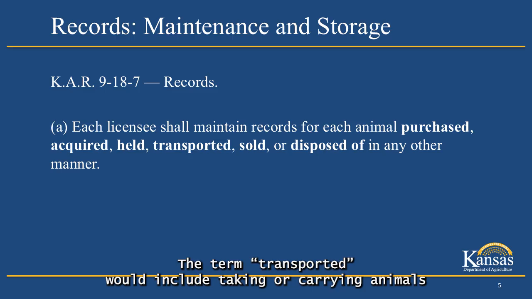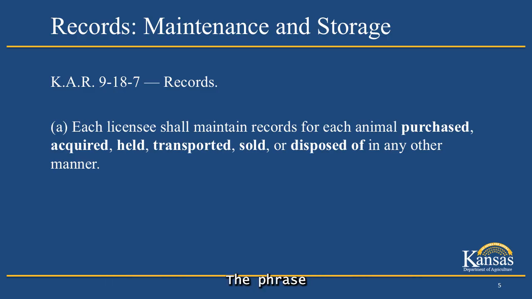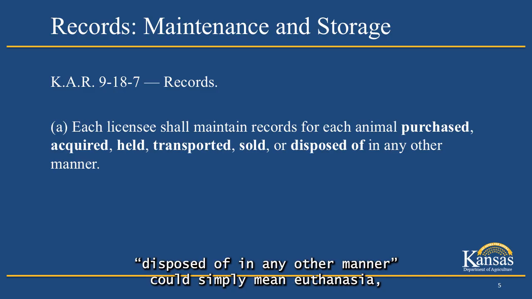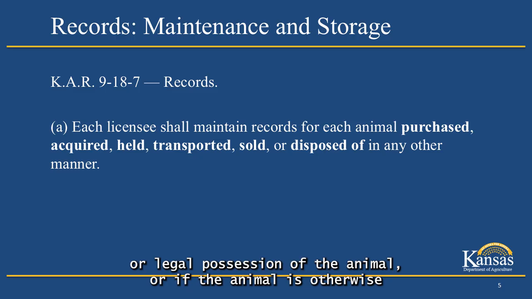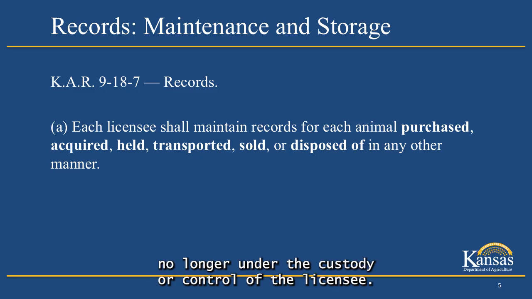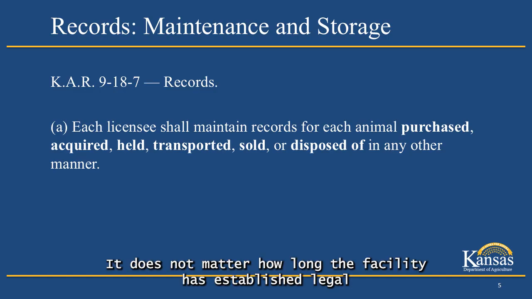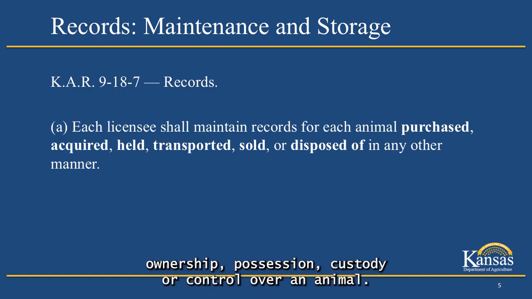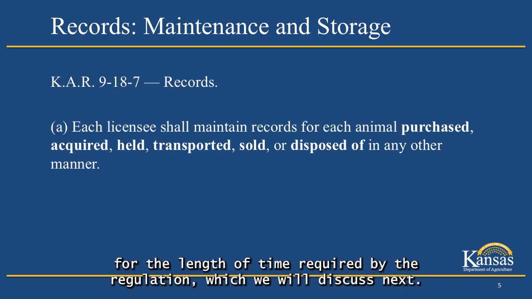The term transported would include taking or carrying animals from one place to another by means of a vehicle, aircraft, or ship. The phrase disposed of in any other manner could simply mean euthanasia, but essentially is just when the licensee no longer has ownership or physical or legal possession of the animal, or if the animal is otherwise no longer under the custody or control of the licensee. It does not matter how long a facility has established legal ownership, possession, custody, or control over an animal. A written record must be generated and then kept for each animal for the length of time required by the regulation, which we will discuss next.